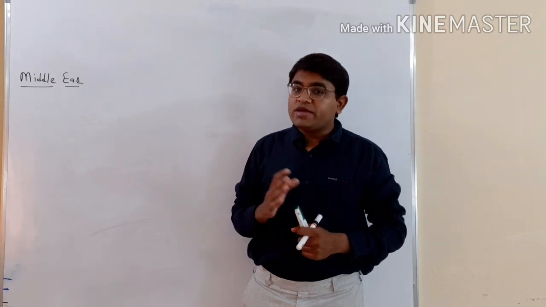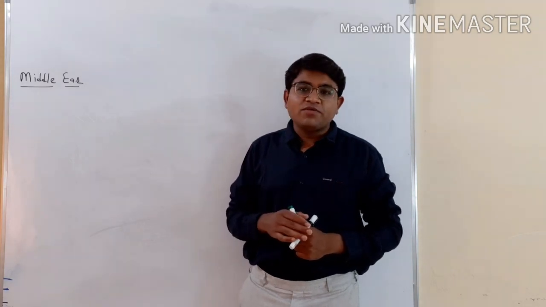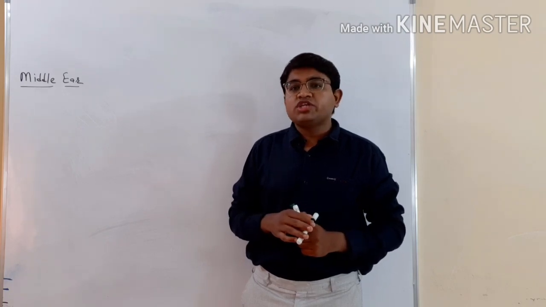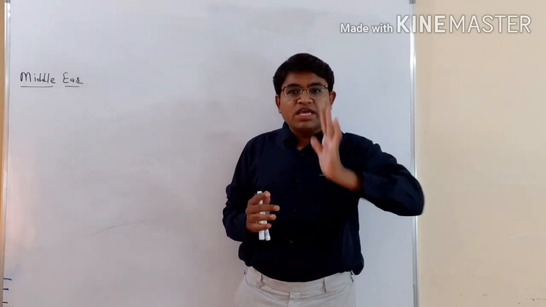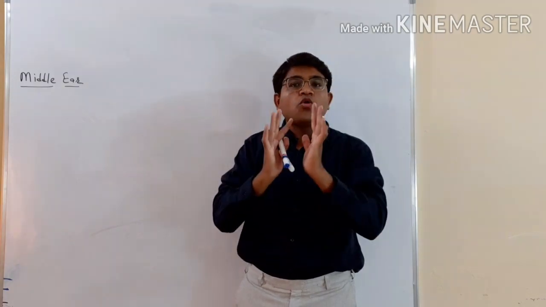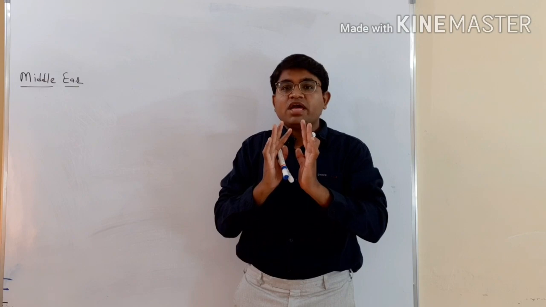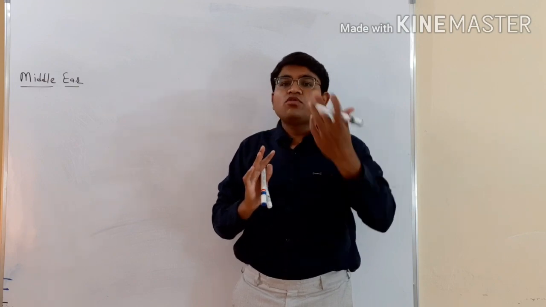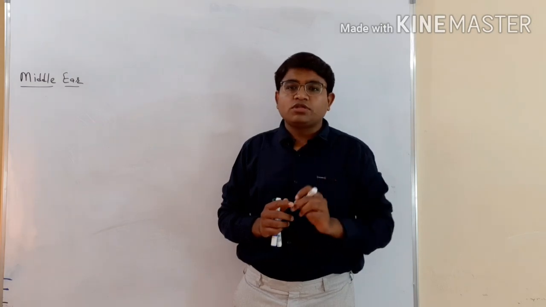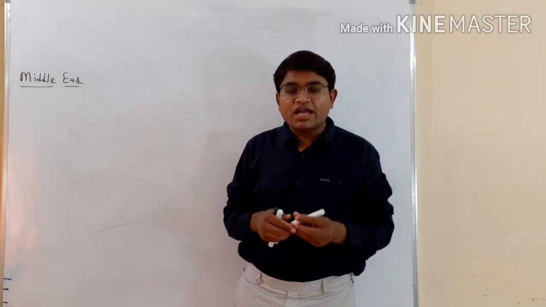Then the shape of this middle ear cavity. This middle ear cavity is cube in shape, but its medial wall and its lateral wall are both concave, and that's why all the other walls of this cube become smaller than these two walls. Okay, so let me see in the diagram.